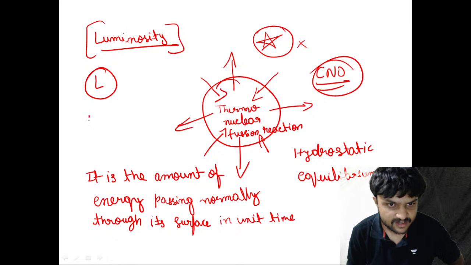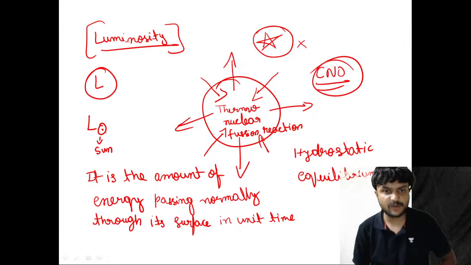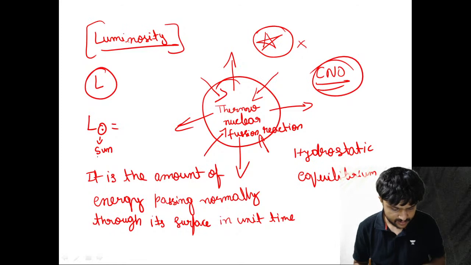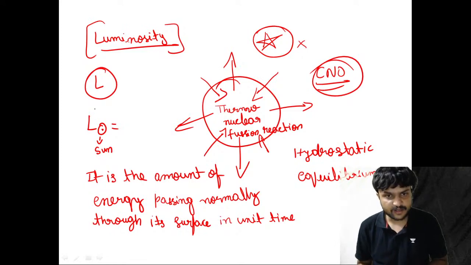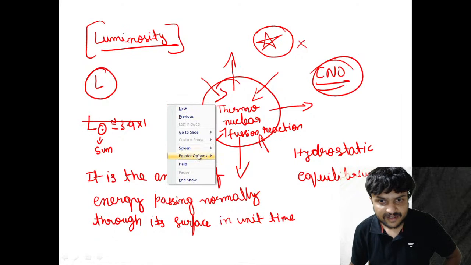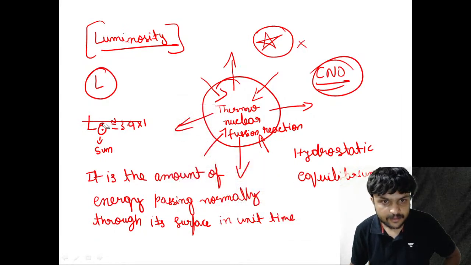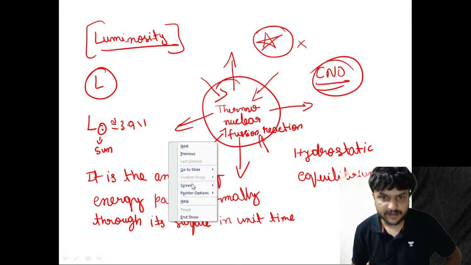And for the sun, we always put a circle and put a dot. That means this is the symbol that we are measuring for the sun. Okay, if this symbol is used, this is for the sun. So the luminosity of the sun, L0, is approximately equal to 3.9 into, what happened to my pen? Okay, it's back.